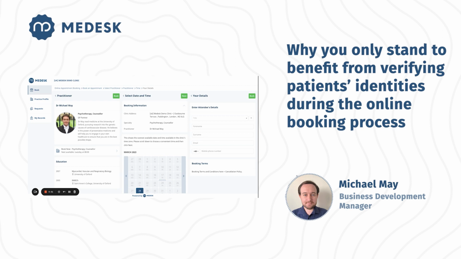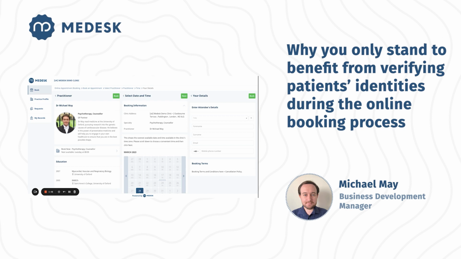And so one of the most important measures, of course, is to verify the identity of patients during the online booking process, because in theory, anyone could be booking. Now, this not only ensures that the right person gets the right treatment, but it does also help to prevent various types of fraud and identity theft and that kind of thing. And so by implementing a secure verification process, what you can do is safeguard your patient's personal information and maintain their trust, but also make sure that you're dealing with the person you think you are.